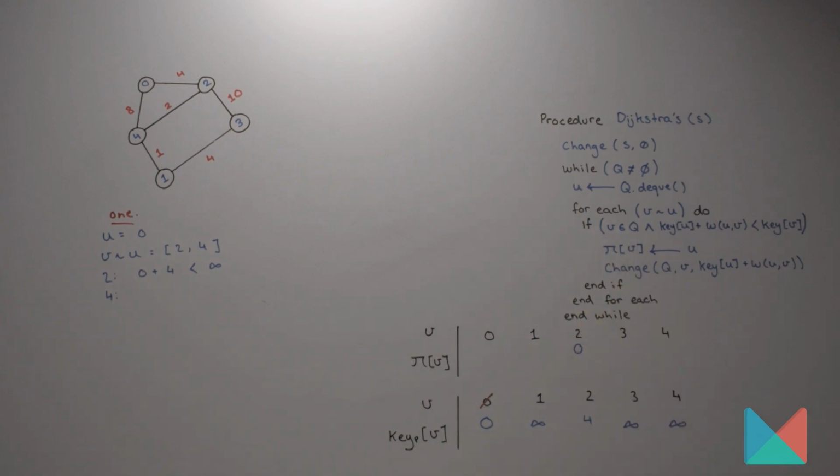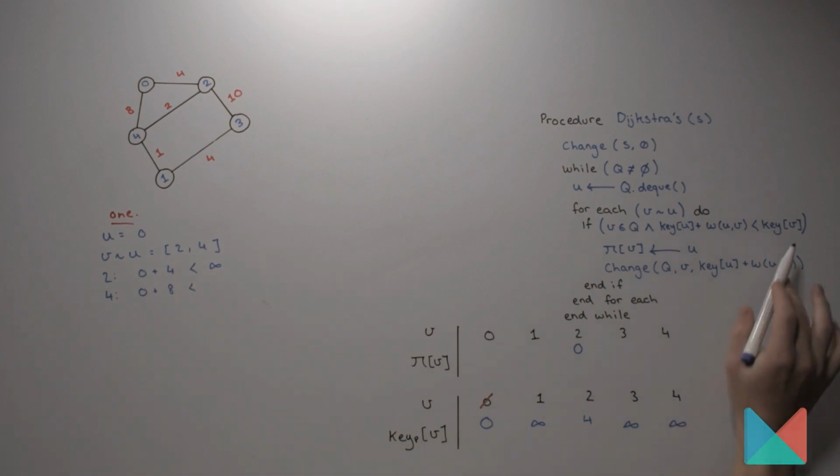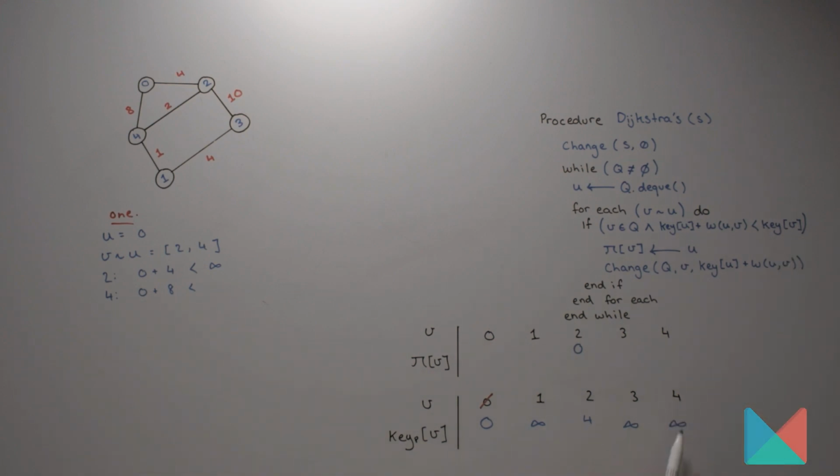And is 4 still in the heap? Yes, it is, right? Because it hasn't been popped off yet. And we need to check if this inequality holds. So key of u, which is 0, plus our edge weight from u to v, which is our edge weight from 0 to 4. And 0 to 4 is 8 in this case. And we want to check if this is smaller than our key value of v, and v is 4 in this case. So looking at our key array at 4, we have infinity again. And so is 8 smaller than infinity? Yes, it is. So we can update the parent, and the parent at 4 is going to be 0. And we also update our key array, and our key array is going to have the value 8 in it, right, from this calculation here, which we already calculated in our if statement. And that concludes our first iteration of the while loop.